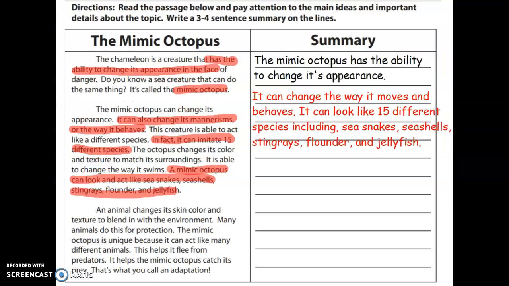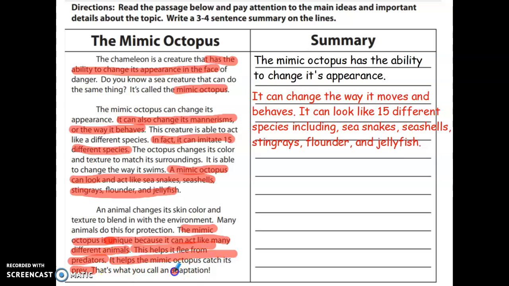All right, let's look at the last paragraph. An animal changes its skin color and texture to blend in with its environment. Many animals do this for protection. We know this information already from the beginning of the paragraph. The mimic octopus is unique. Ooh, if I say the word unique, that's probably going to be really important. It's unique because it can act like different animals. This helps it flee from predators, and it helps it catch its prey.